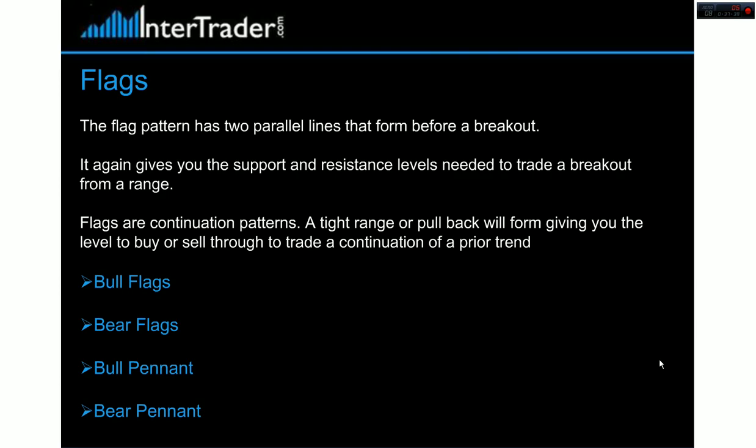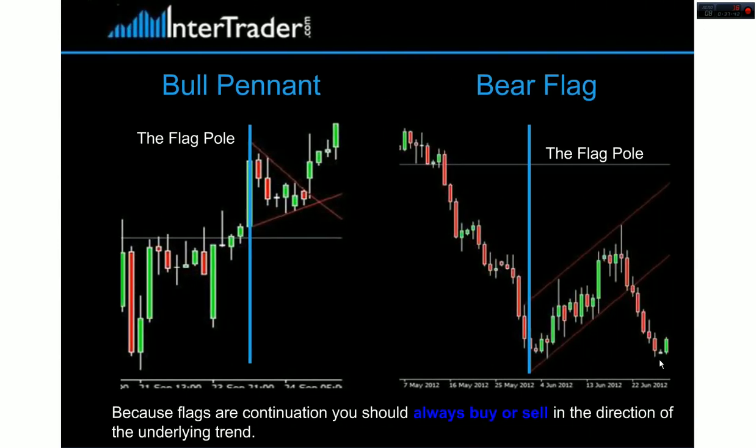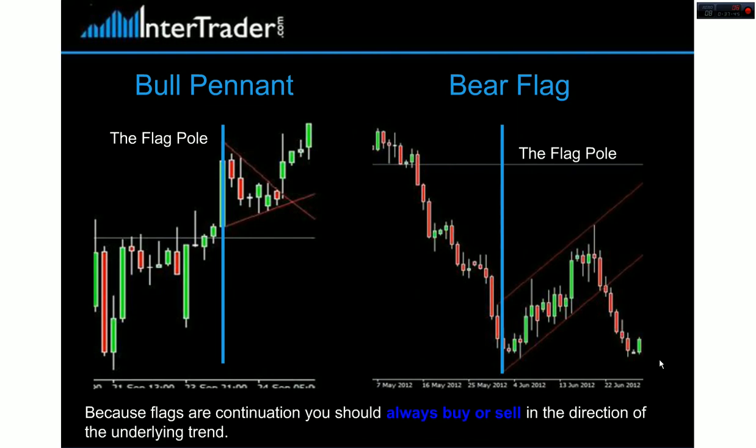So you're going to see things like bull flags, bear flags, bull pennants and bear pennants. They're pretty much very, very similar. When we go through them, you'll see why. So a pennant is just the same. You're looking for a flagpole. You're looking for the market to tip its hand and tell you what it's doing.